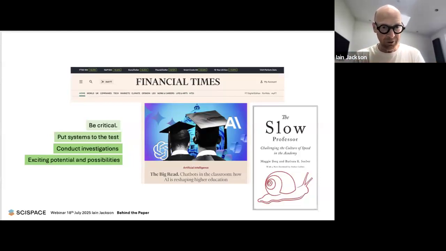On the Financial Times this morning, their central story was all about higher education and AI. So we have to be critical. We put them to the test. We conduct our investigations, but equally we recognise these potentially exciting possibilities. And then on the right-hand side, we've got a wonderful book called The Slow Professor.